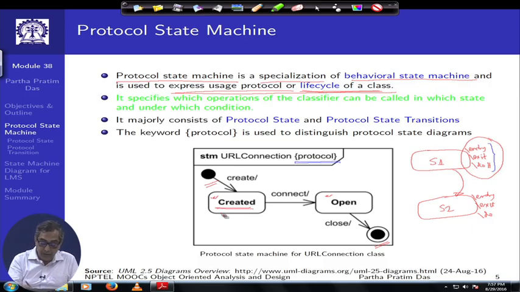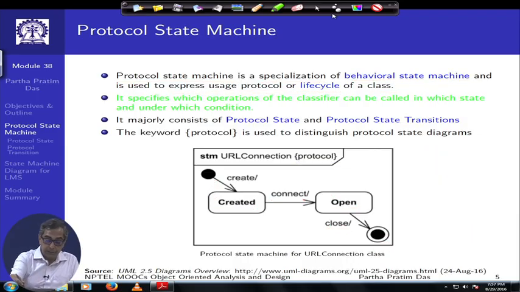So, in terms of a URL connection, there is a created state, that is you are just beginning the process, and then if the connect event happens, you have been able to connect to that URL and you are in the open state, you are checking that URL, and when you close the browser, you have a close event which takes you to the final state.